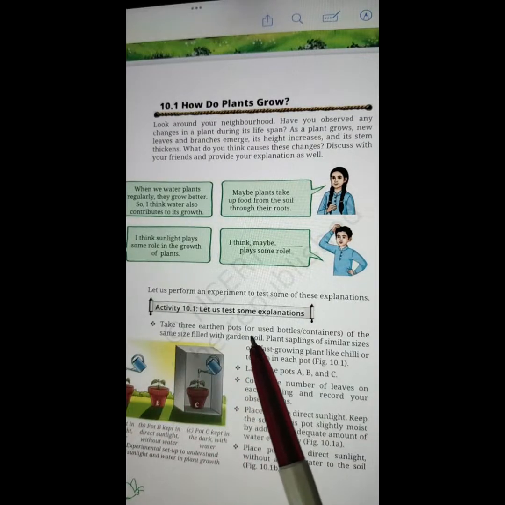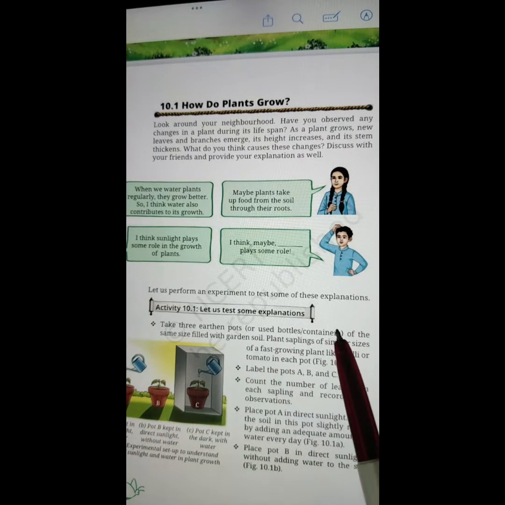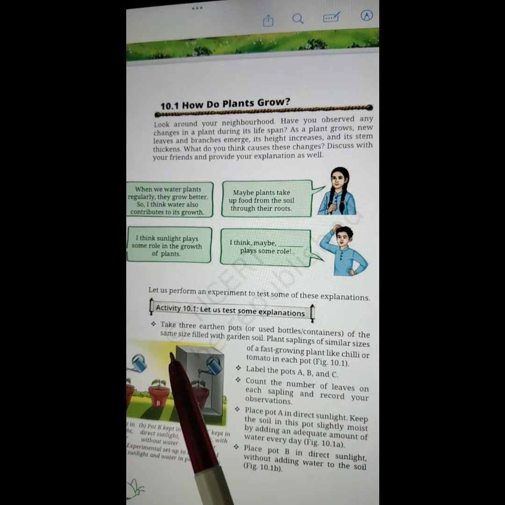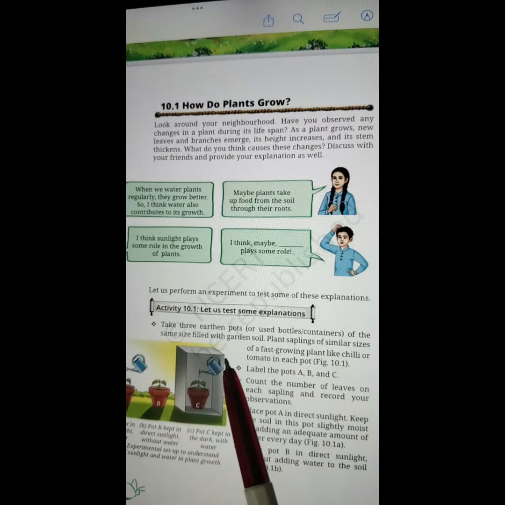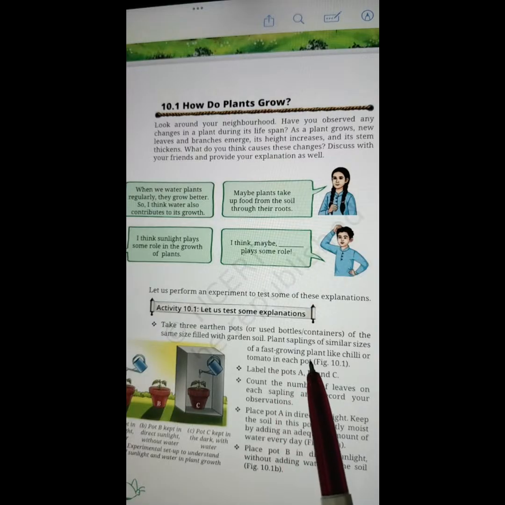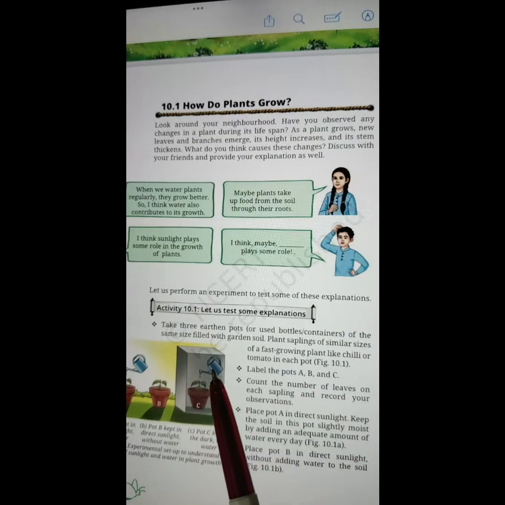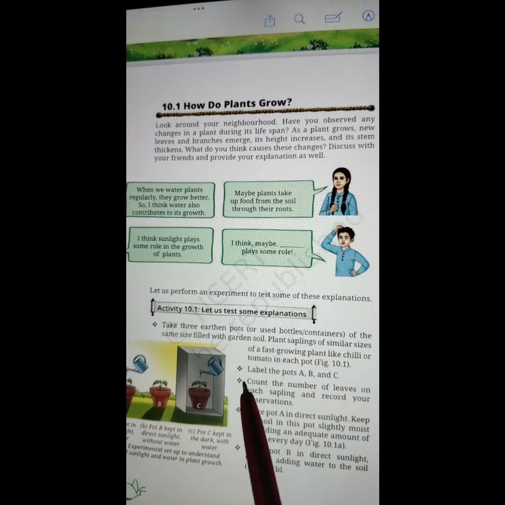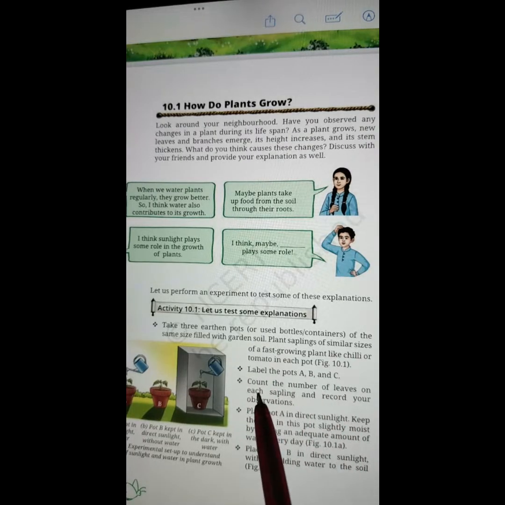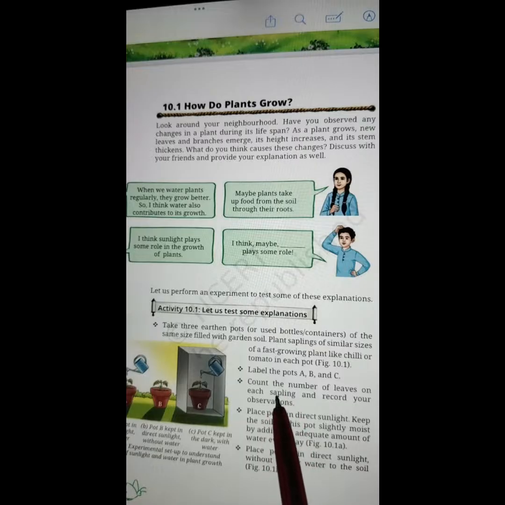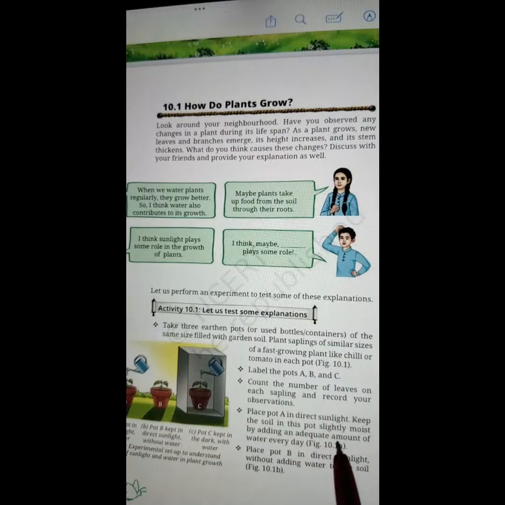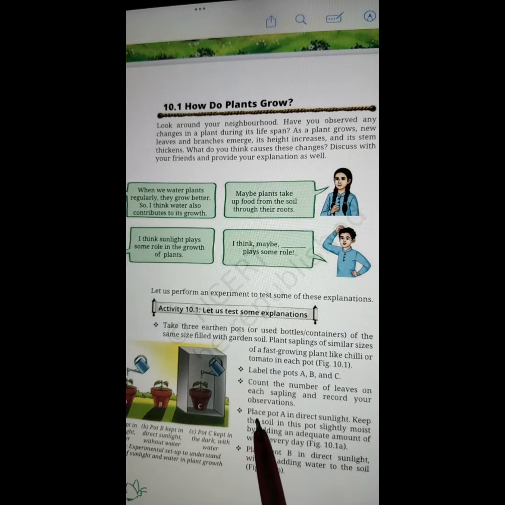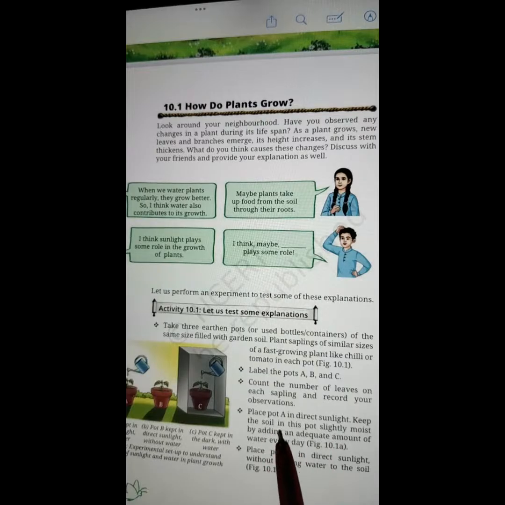Let us perform an experiment to test some of these explanations. So, activity 10.1, take three earthen pots or use bottles, containers of the same size filled with garden soil. Plant saplings of different sizes of a fast growing plant like chili or tomato in each pot. Label the pots as A, B, and C. Count the number of leaves on each sapling and record your observations.